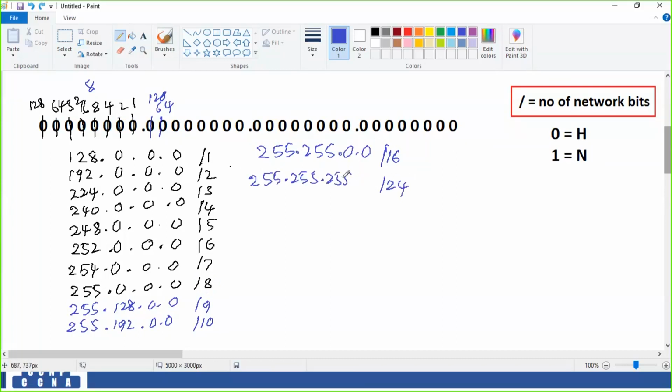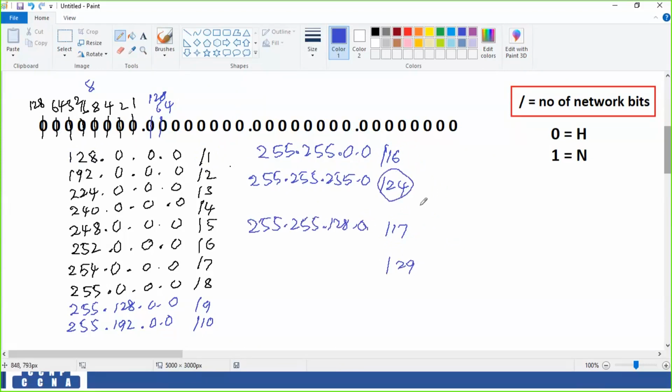Similarly, tell me slash 17. 16 we know, right? For 17, how many more bits are required? Only one. What is the 1 bit value? 128. So 255.255 is 16, and we need one more, 128. So it is 255.255.128.0.